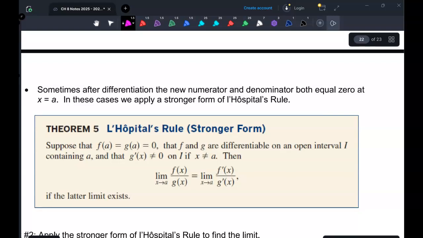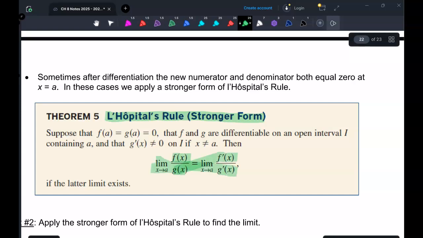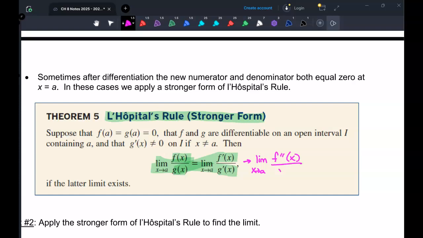Sometimes we take the derivative of the top and the bottom, and we still end up with 0 over 0. In that case, we have this stronger form, which just means we can repeat the process. We're just going to keep taking derivatives. So even if this doesn't work the first time, we can do a limit again as x approaches a, and we can do the second derivative, provided they exist, and so on.